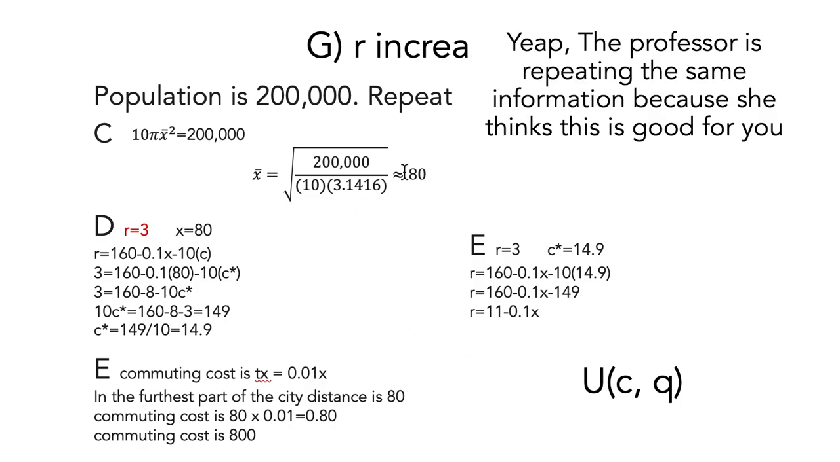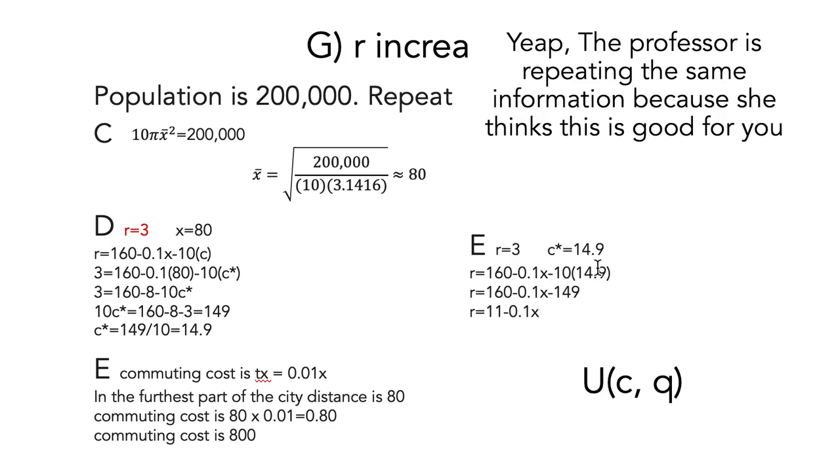So you know that this is the distance, the size of the radius that will fit all these people. Therefore, the farthest house will be 80 blocks away. Okay, and with this information and knowing that R is equal to 3, we can derive C star.